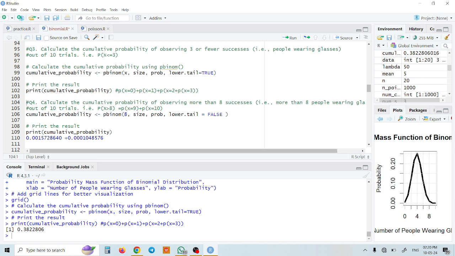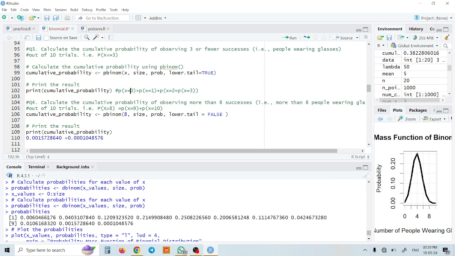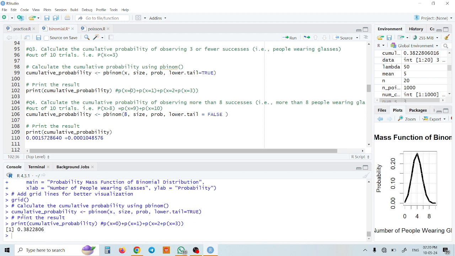If you want to cross-check, you can just add the individual probabilities we have already obtained. So x is equal to 0, x is equal to 1, 2 and 3. It will add up all these probabilities, and then you will get the answer 0.38.